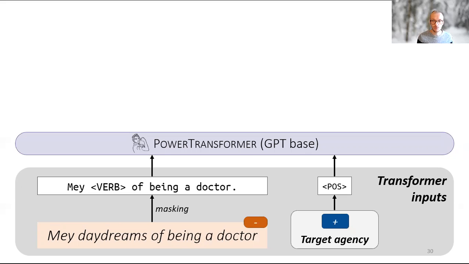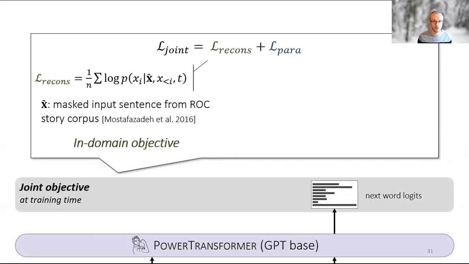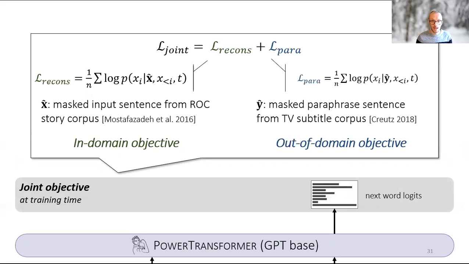Then we're going to pass it through a transformer-based conditional language model, here initialized with OpenAI's GPT. And then we're going to train on our joint objective, which has two parts. First, an in-domain reconstruction objective, which takes the sentence from the ROCStories corpus, masks agency markers, and then optimizes the log likelihood of the reconstructed sentence. And then an out-of-domain paraphrasing objective, which uses pairs of paraphrases from a TV subtitles corpus and optimizes the likelihood of a sentence given its masked paraphrase.